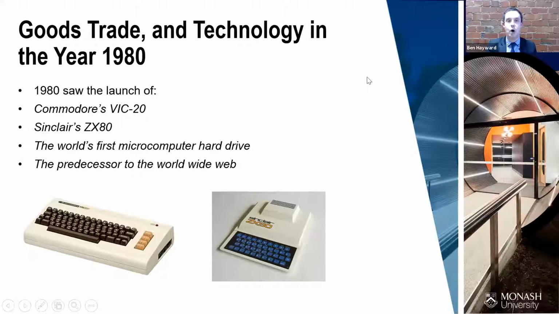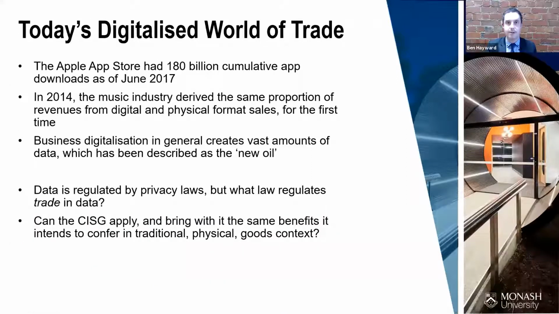And also we saw the introduction of technology that was a predecessor to the World Wide Web. Of course, today's digitalized world of trade is very, very different. And trade in software, for example, is something that wasn't foreseen by the drafters of the CISG. A paper by Fairley commented that the significance of software was only foreseen by a few far-sighted individuals at that time. And today, digitized trade is really, really important in economic terms.